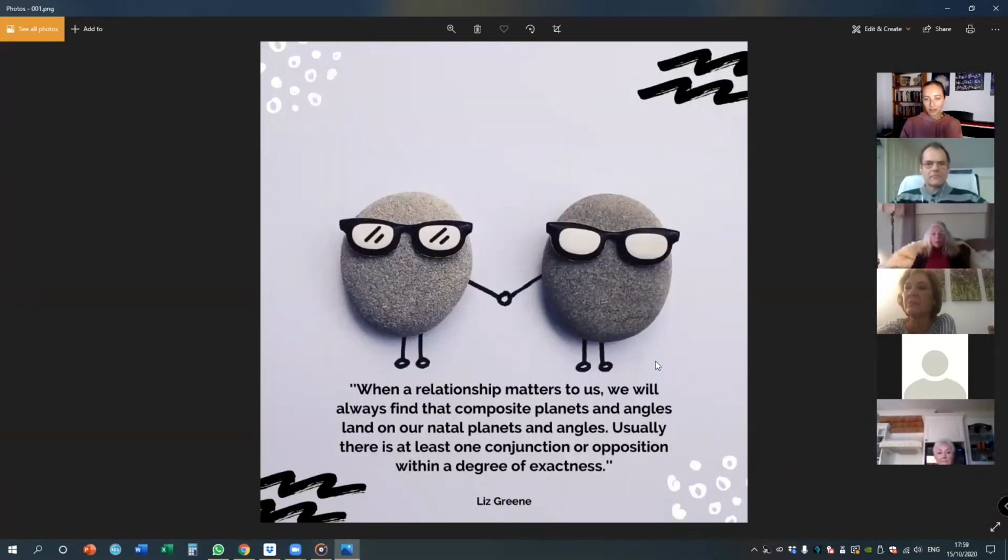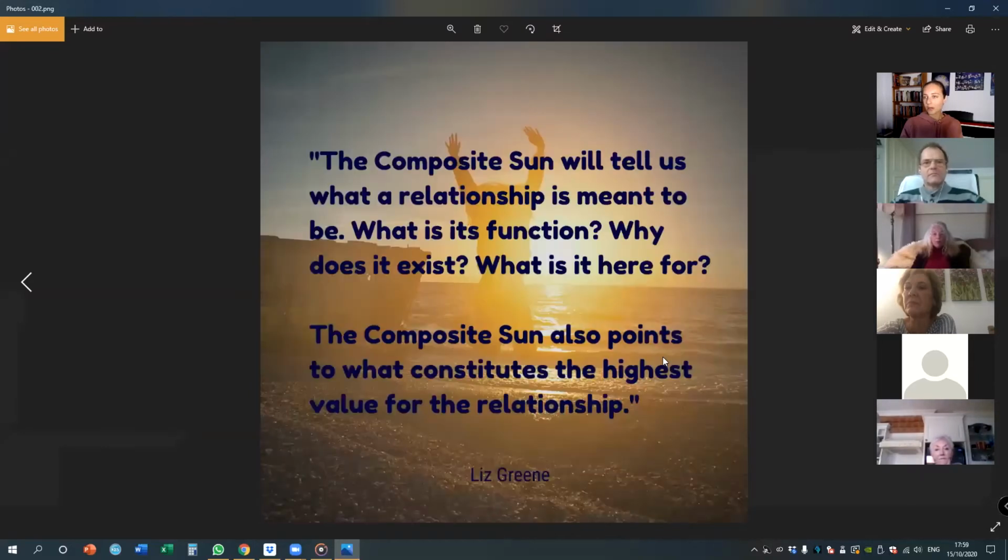So here it's about the composite sun, actually this one. And I think the same thing can be said about everything else in the composite chart. It's not just the sun, but the sun in general is this purpose thing. So the composite sun, Liz Green says, will tell us what a relationship is meant to be. What is its function? Why does it exist? What is it here for? The composite sun also points to what constitutes the highest value of the relationship.